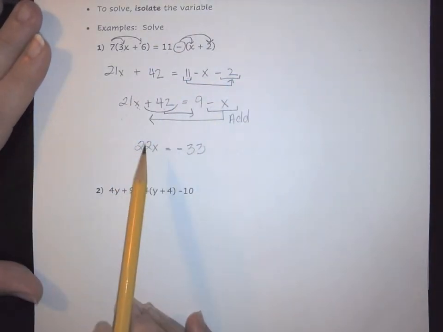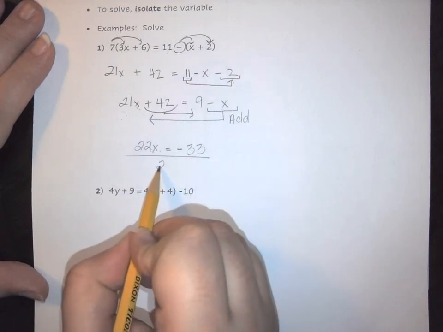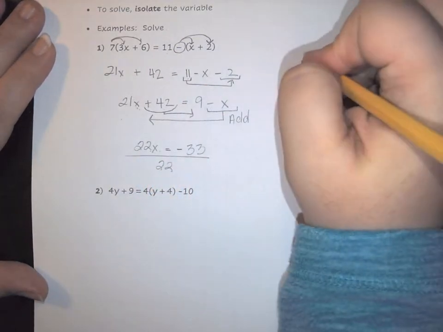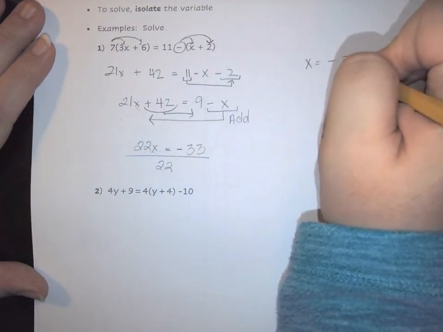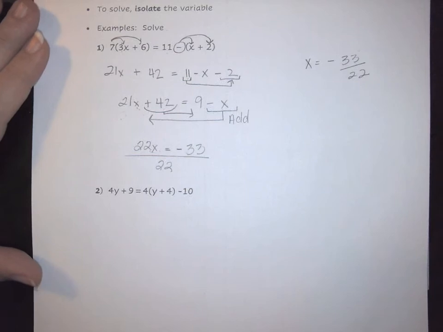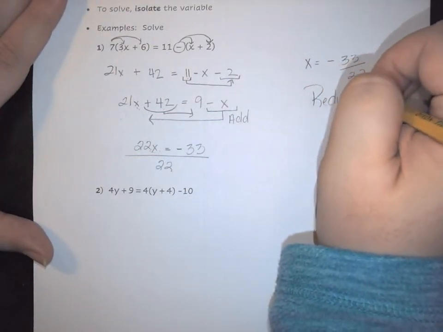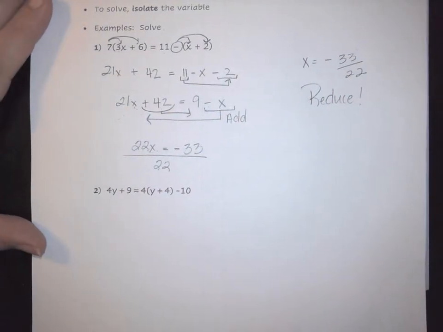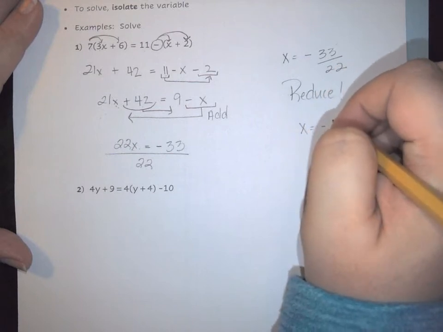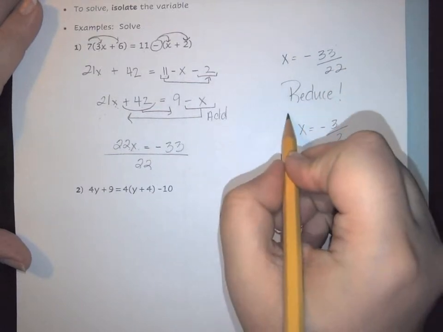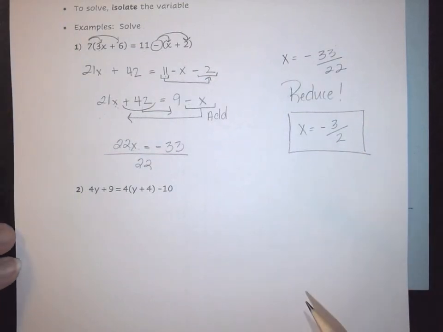Now the last thing we need to do is we need to isolate the x. And so we do that by dividing this whole thing here by my 22. So that's going to end up with x is equal to a negative 33 over 22. Now once you think you have your solution, you always need to remember that we need to reduce down to its smallest terms. Therefore, this would end up being x is equal to negative 3 halves. And this would be the solution that we wanted. And so in this case, it would be fractional form.